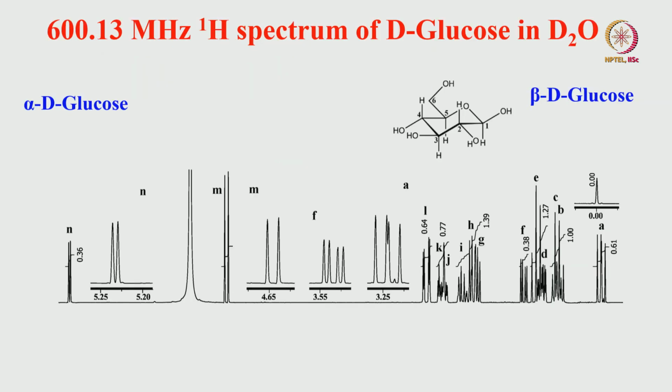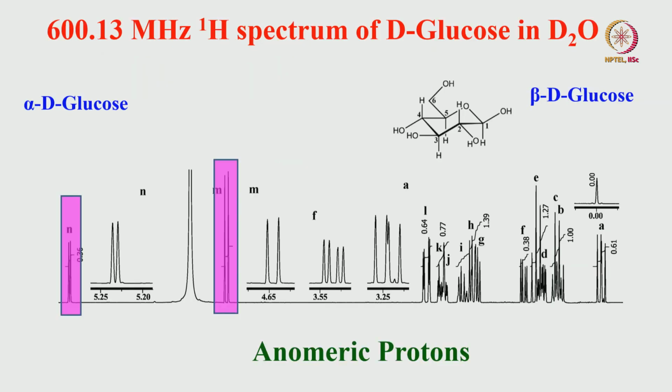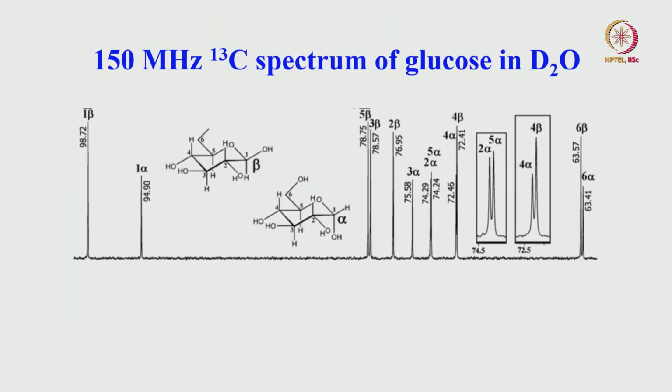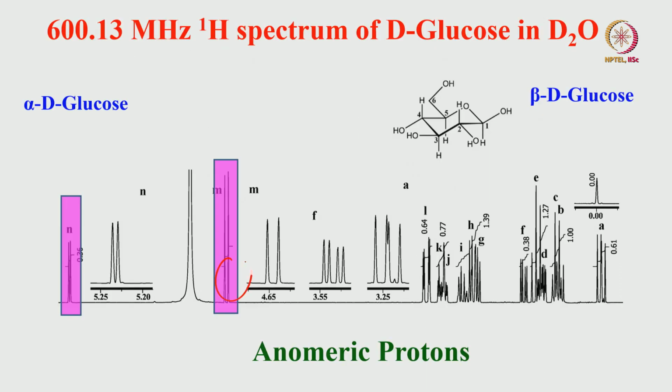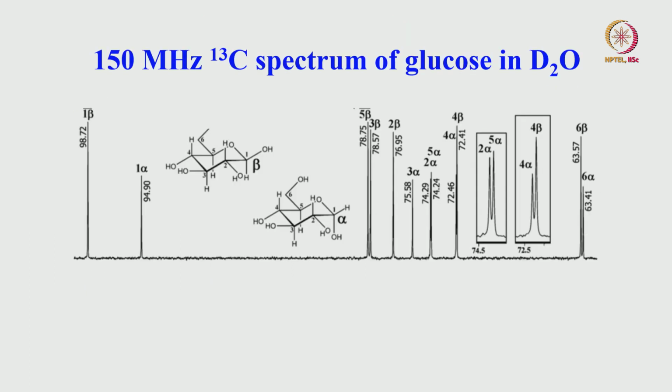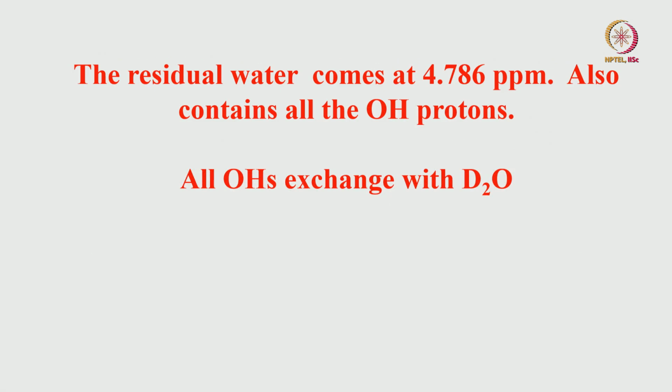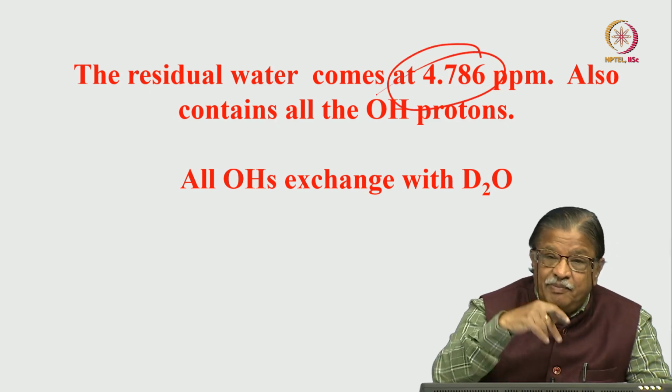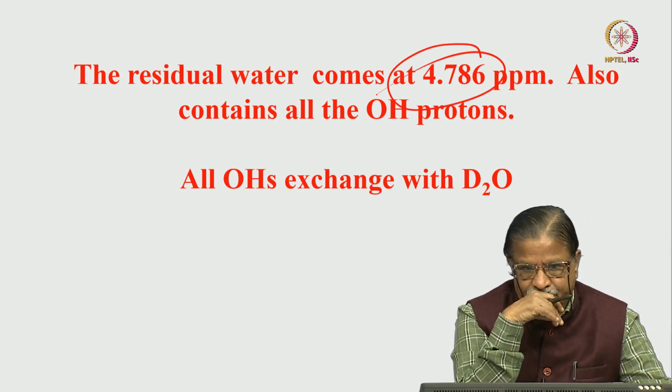So this is the 1D spectrum of alpha and beta D-glucose together. Look at this: always two anomeric protons come to the downfield. I told you this is the anomeric proton of beta, and alpha D-glucose, whose structure I have not written; this anomeric proton is coming here. This is the carbon 13 spectrum, which we will not analyze now because we already discussed carbon 13. One important thing: with sugar molecules, everything is recorded in water, which comes at 4.786 ppm.